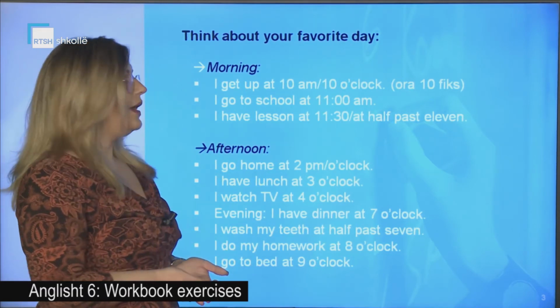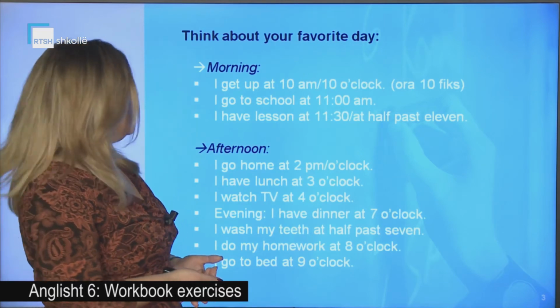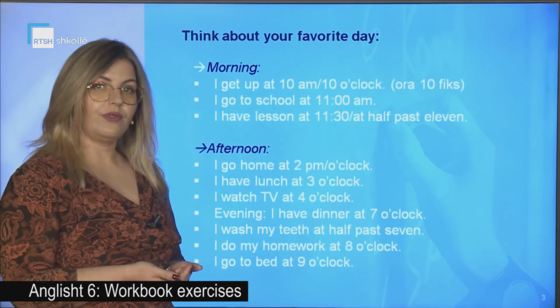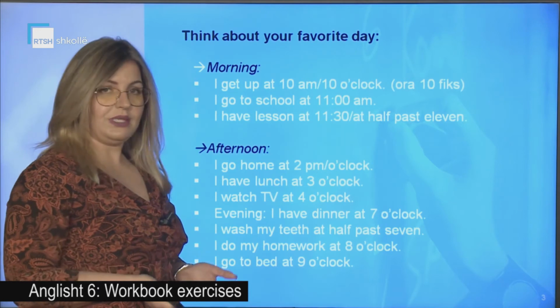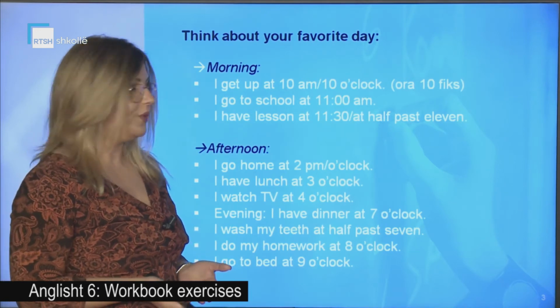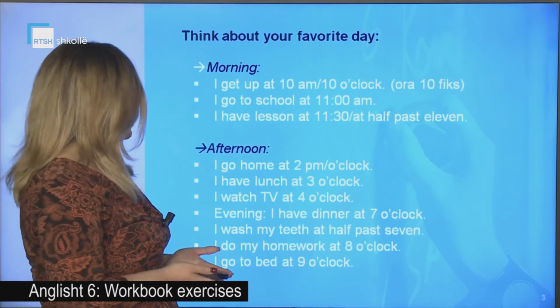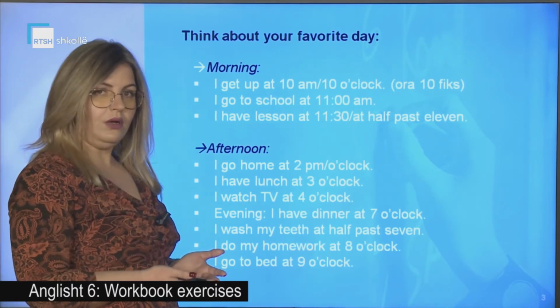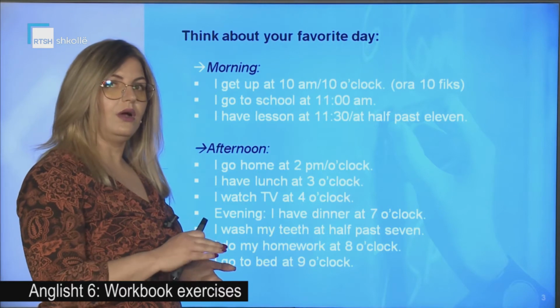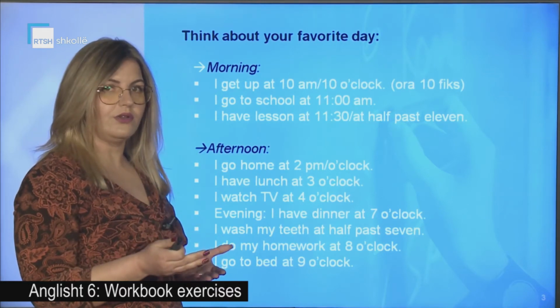So when we say it's 10 o'clock, in Albanian we can translate it as "është ora 10". I go to school at 11 a.m. or 11 o'clock. I have a lesson at 11:30, otherwise known as half past 11. In the afternoon, I go home at 2 p.m. or 2 o'clock. I have lunch at 3 o'clock or 3 p.m. because it has passed the morning part of the day.